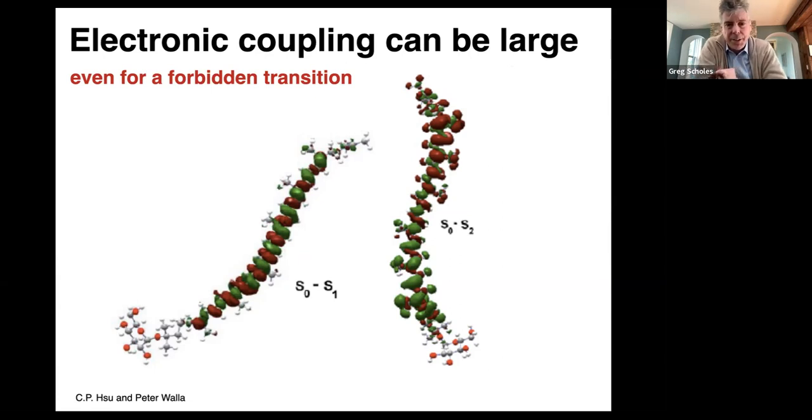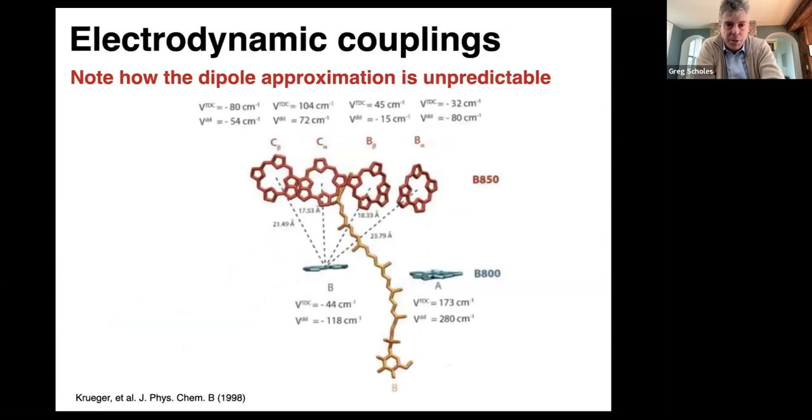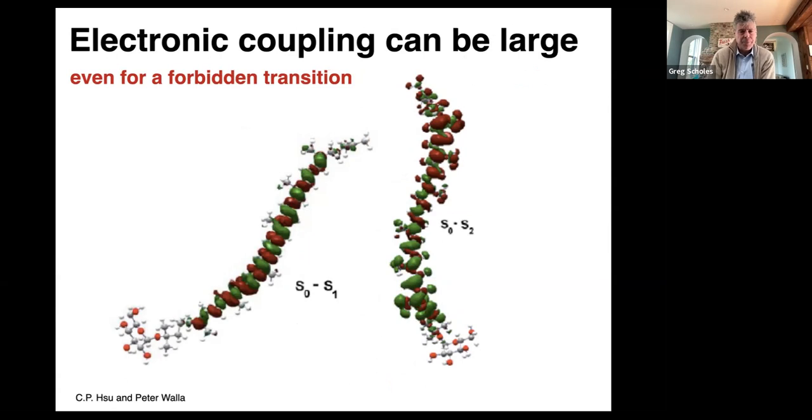if I've relaxed to the 2Ag state of the carotenoid, these are the same carotenoids that are right here in the LH2 complex of purple bacteria, then I can't have dipole Förster coupling. So if I do have energy transfer, it has to happen by orbital overlap.